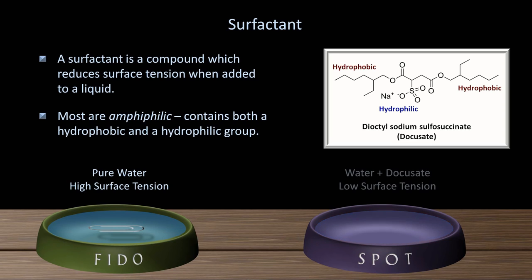If we add docusate, which happens to be red, to the water, the surface tension decreases. Now a paper clip carefully placed on top won't float, and instead it will sink to the bottom.